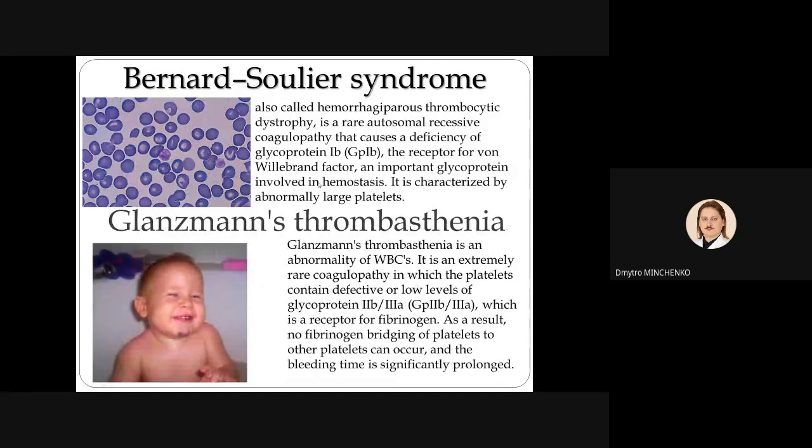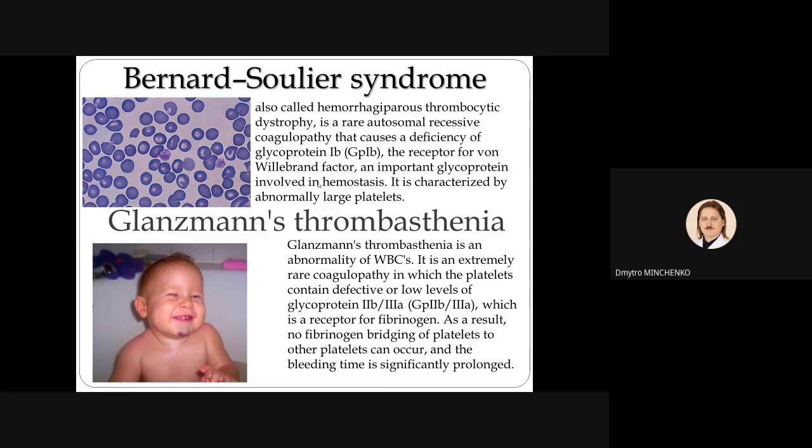Another couple of rare syndromes, Bernard-Soulier and Glanzmann's thrombocytopenia. Bernard-Soulier, also called the hemorrhagic thrombocytic dystrophy, is a rare autosomal recessive coagulopathy. It's caused by deficiency of certain structural proteins of the membranes of thrombocytes and the receptor for the von Willebrand factor, characterized by abnormally large platelets and, of course, reduced quantity and functionality of platelets as well.